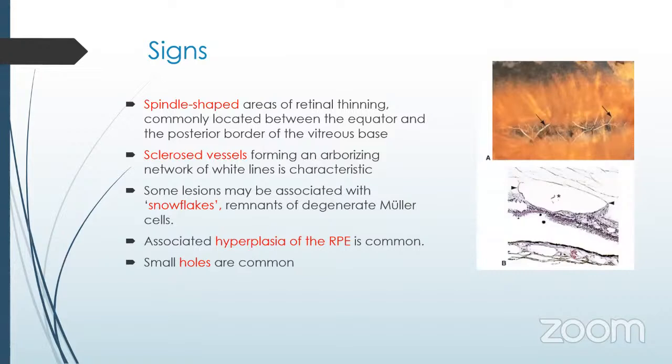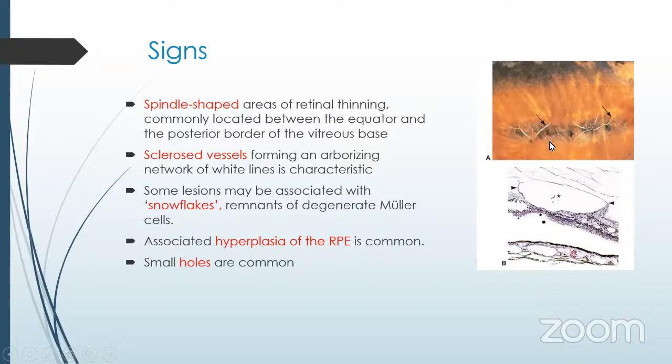Next comes the sign of the lattice degeneration. We usually note the spindle-shaped area of retinal thinning. It is commonly located between the equator and the posterior border of the vitreous base, and there will be a few sclerosed vessels. Here, the arrows note the sclerosed vessels, which form the arborizing network of lines, and it's a characteristic.